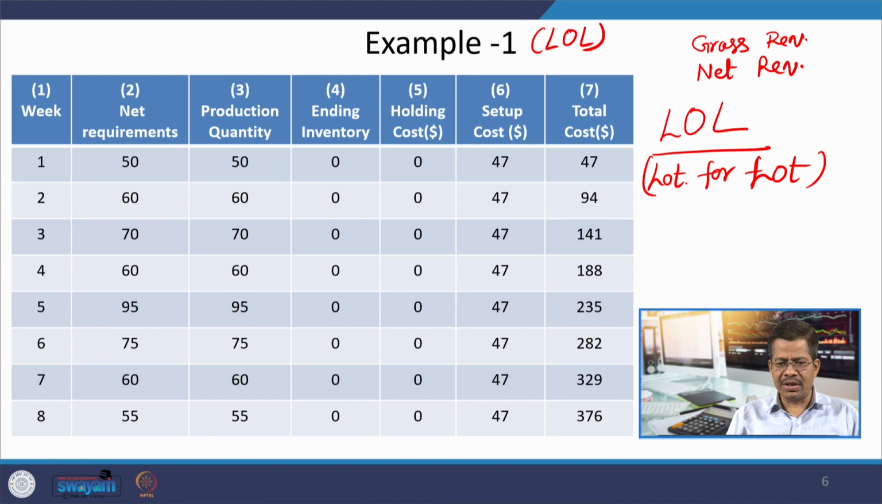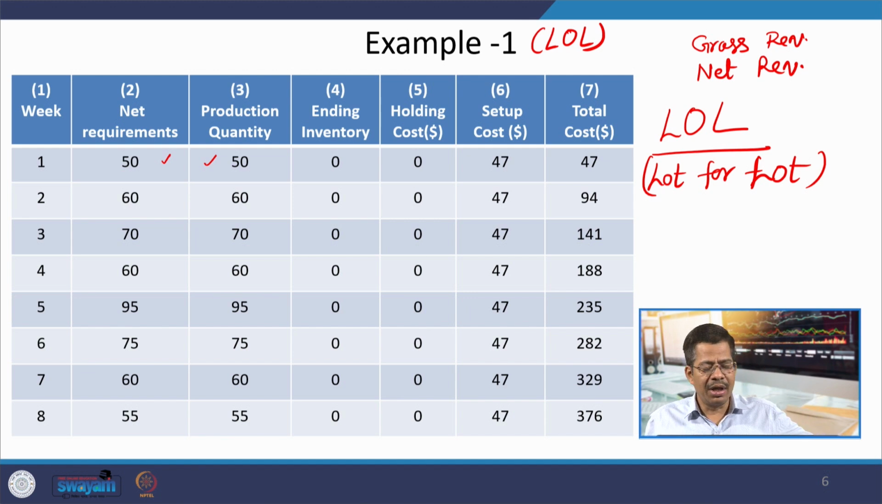So, in this lot for lot system, you are going to produce the same quantity as your net requirement. You can see columns number 2 and 3 are exactly the same, whatever is your requirement, the same you are producing, and there will be no inventory holding, because you are consuming the same in the same period. So, column 4 has only 0 entries, and since there is no inventory holding, there will be no inventory holding cost.